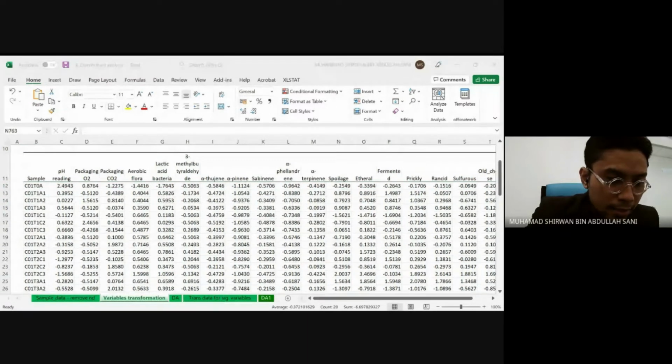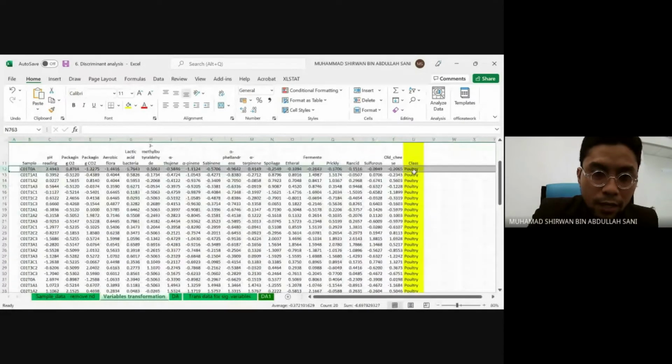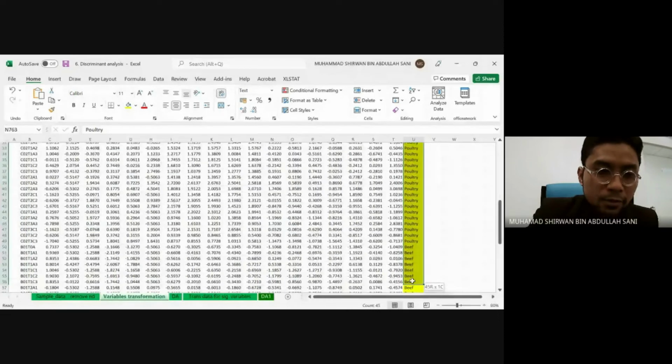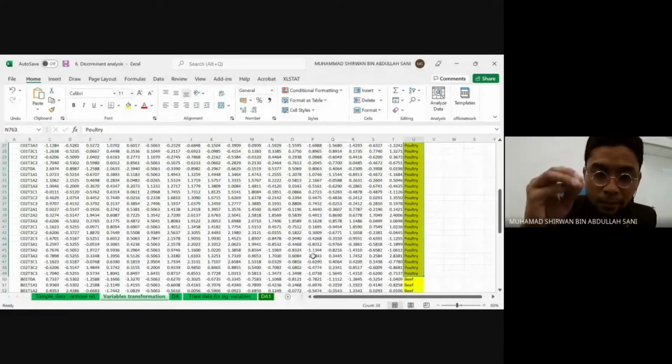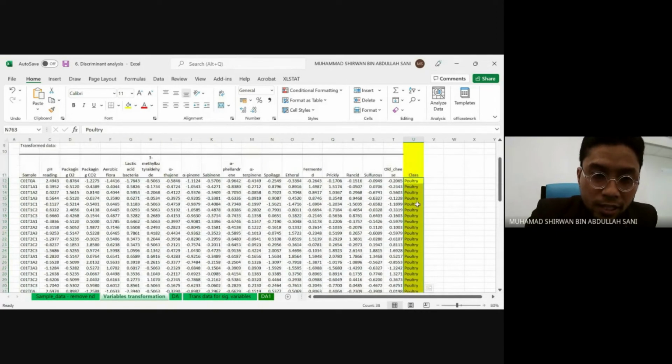Now it has an instruction here, what we should do: add a class column at the last column of the transform data. So this is the transform data. Go to the last column. So I already labelled it as class, and this is the poultry. How do I know? I know it is poultry because I took this data myself. Because I want to make it a training data set, we should know what the sample is. We want to make it a database. So we shall know what the sample is. That's why this is poultry sausages.